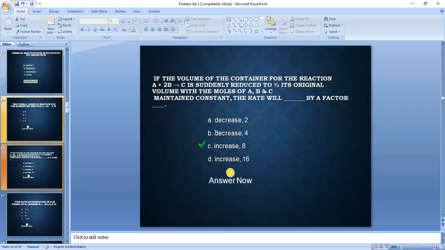Now, since you know already the answer that it will increase by 8, anybody here who can explain why decreasing the volume of the original system to half of its value while keeping the number of moles of the species A and B constant will result in an increase by a factor of 8, or it will increase the rate of reaction 8 times? Can somebody explain why is that?